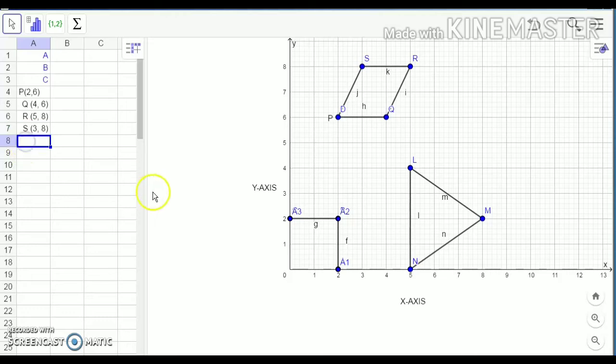Then comes, let's see, L. L के coordinates क्या है? 5, 4. Then M. M के coordinates क्या होंगे? 8, 2. Last but not the least, N. तो N के coordinates क्या हैं? 5, 0.